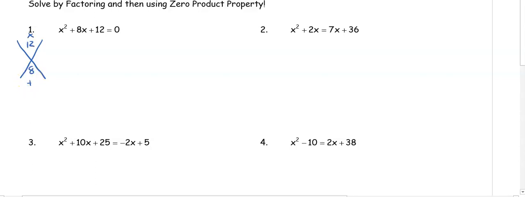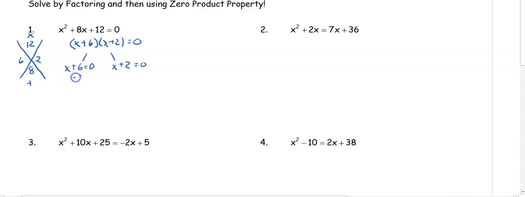Two numbers that multiply to 12 are 3 and 4, but those only add to 7. Two other numbers are 2 and 6, and those add to 8. So those are going to be our factors. So in parentheses, we'd have x plus 6 times x plus 2 is equal to 0. Then each parenthesis with an x is going to be set equal to 0, and we are going to solve for x.